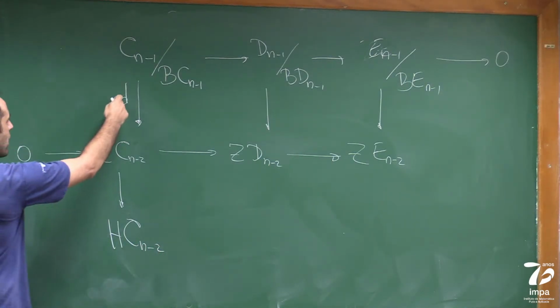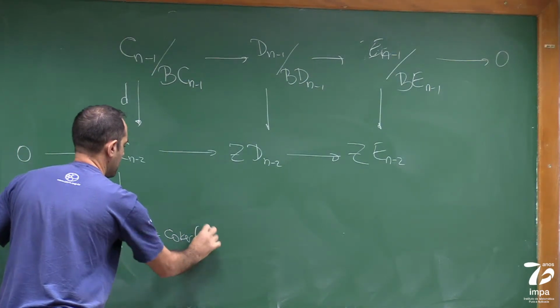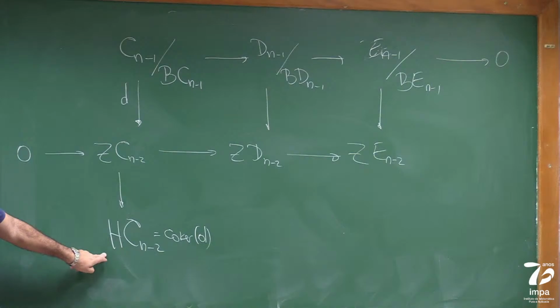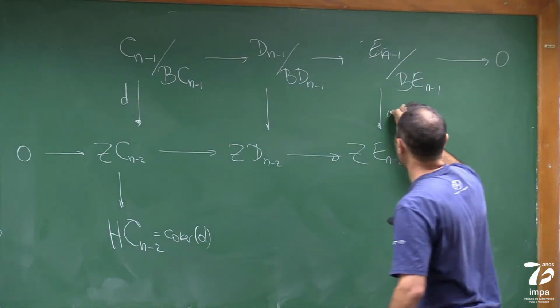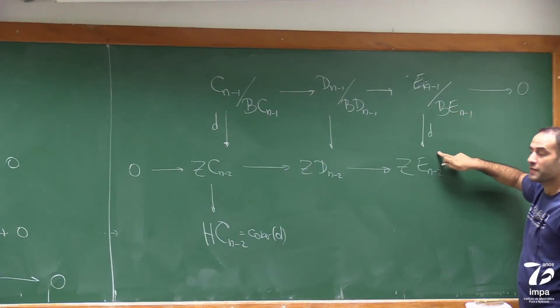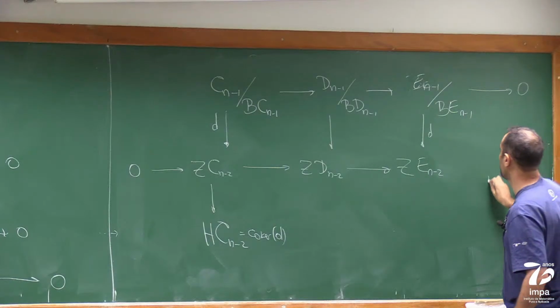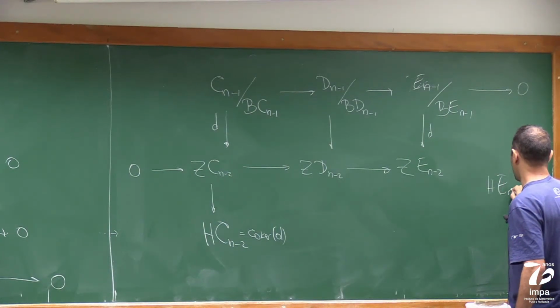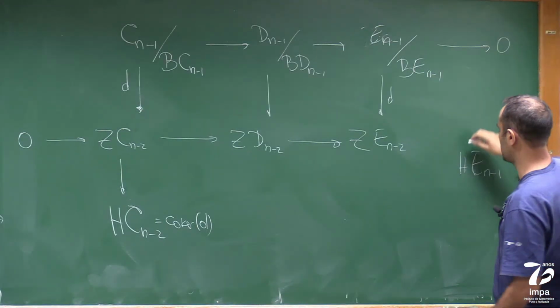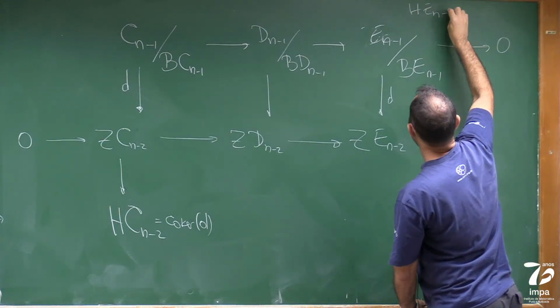Okay, so this is the co-kernel of d in this picture. And the kernel of this map, well, it's just the kernel of d here, and I'm already divided by boundaries. So this is H E_{n-1}. So that's what I should put here in the kernel, H E_{n-1}.